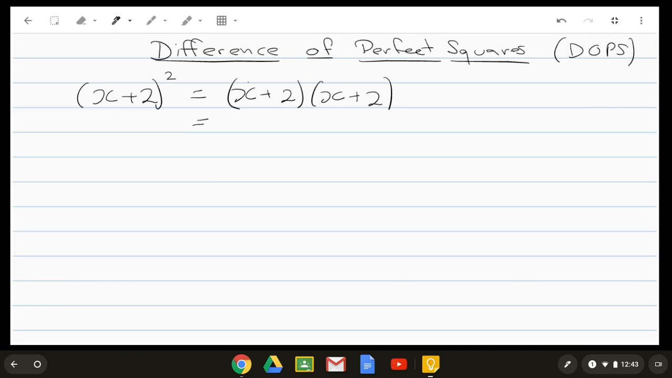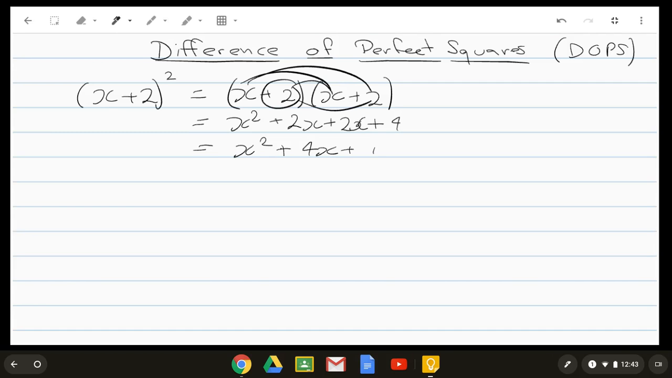So we go x times x, which is x squared. Then we have x times 2, which is 2x. Then we took the second term, the 2 times x is another 2x, and then 2 times plus 2, which is plus 4, and we get x squared plus 4x plus 4. Now that's when both sets of brackets are exactly the same.